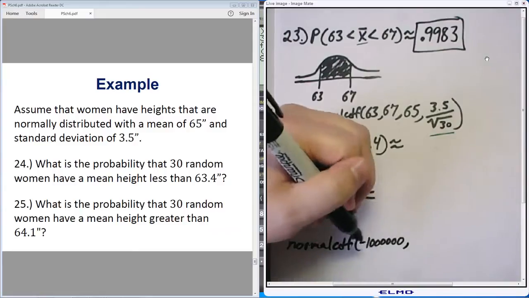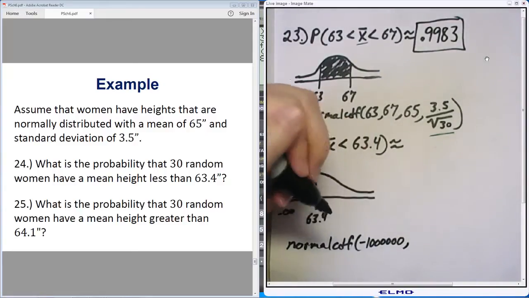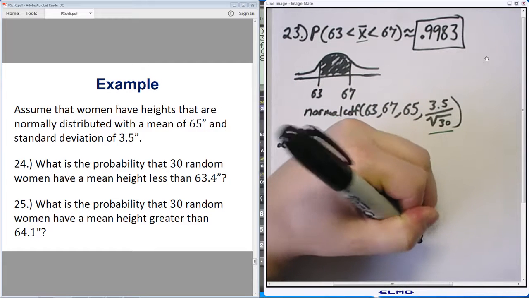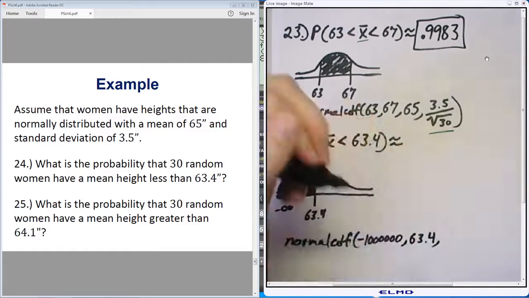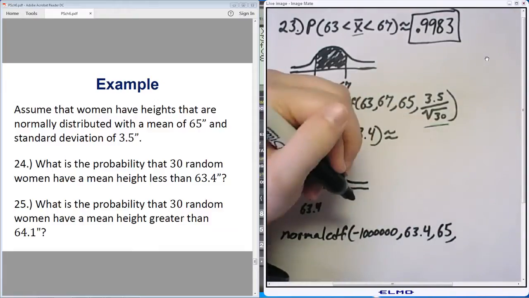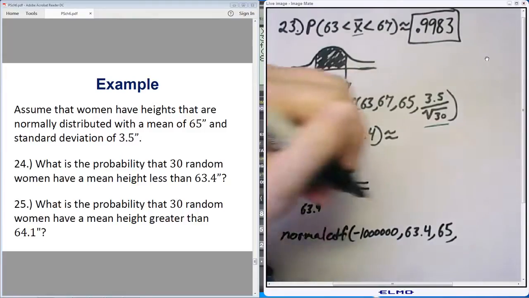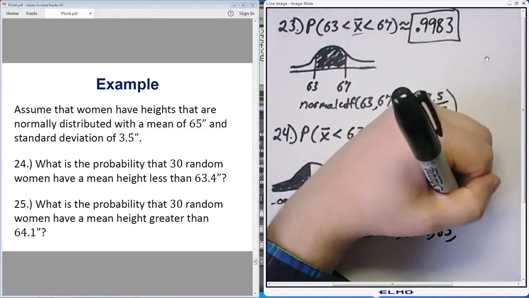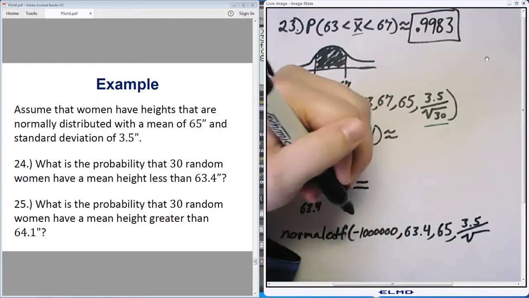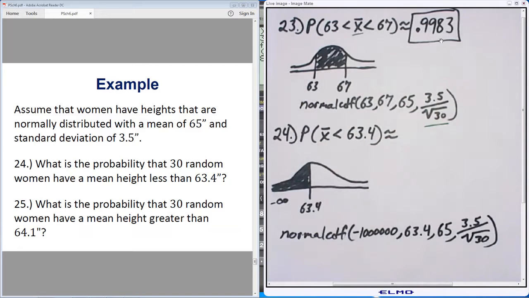Could have done negative e to the 99th. You could have done negative 10,000. All those would work in this context. We'll stop at 63.4. Put in our mean at 65. And then the last number, remember this is more than one score and it's actually a mean score. Standard error of the mean is 3.5 divided by the square root of your sample size, which is 30. That part's different.